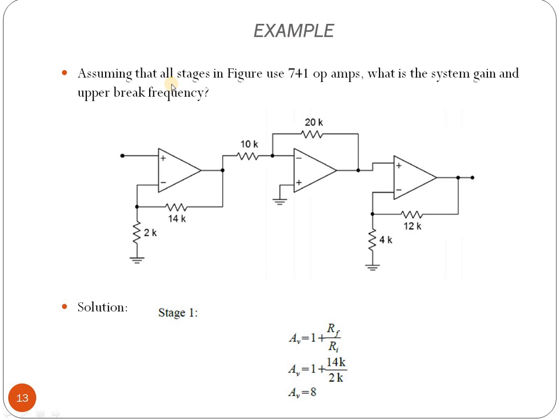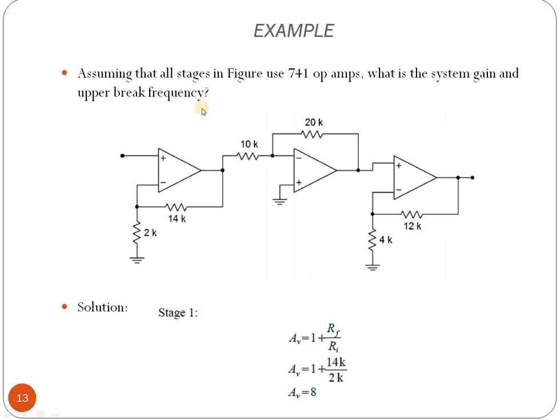Example: assuming that all stages in the figure use 741 op-amps, what is the system gain and upper break frequency? One circuit is given in this figure, and that is a combinational circuit. Three op-amps are connected with each other, and we need to find the system gain, that means the total system gain of this circuit, and the upper break frequency of this total circuit.